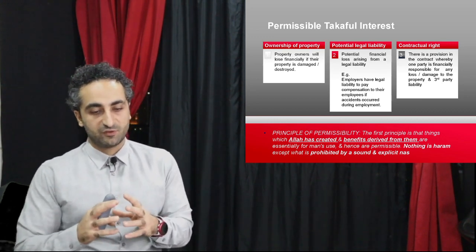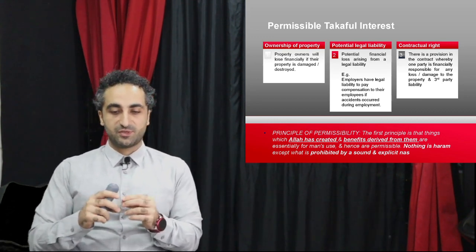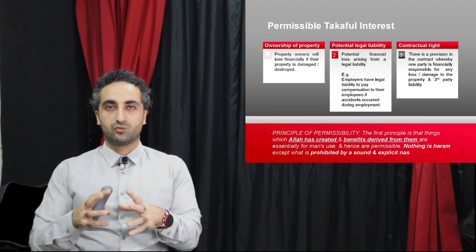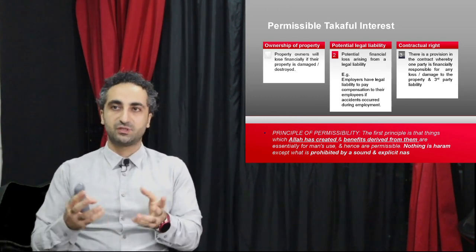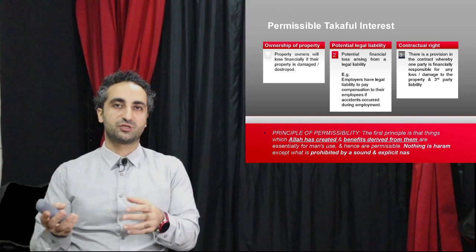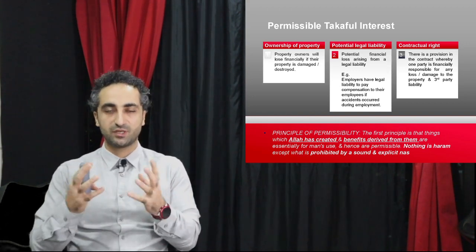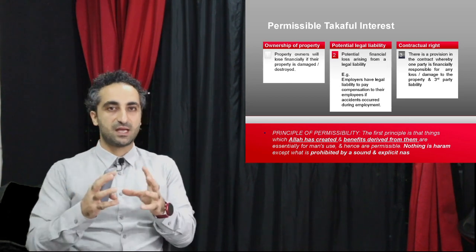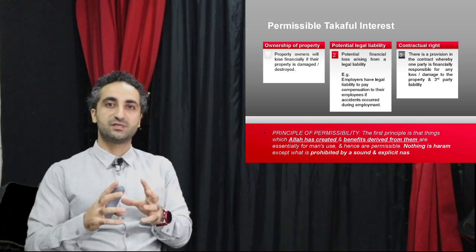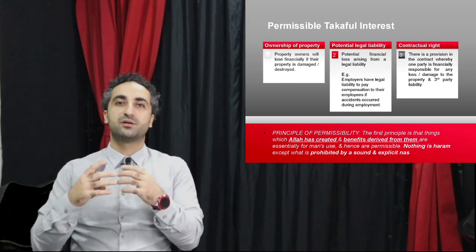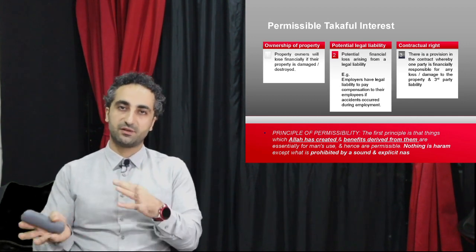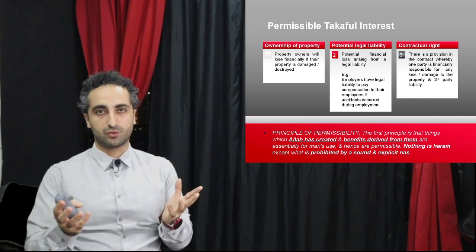So the principle of permissibility here, the first principle: what's the rule in Islam? What is permissible? How do I know? Shall I eat mango or apple? So the law in Islam is that Islam will only discuss what is impermissible, forbidden. Other than this, you can do whatever you want.